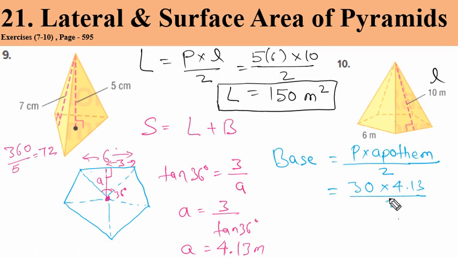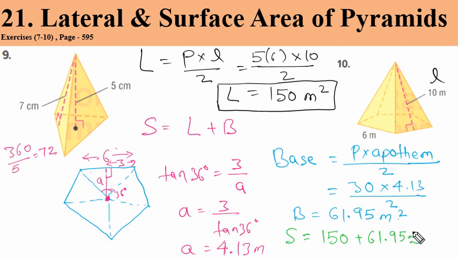So 30 multiplied by 4.13 divided by 2 will give us 61.95. So the base area is 61.95 meter square. And now it is very easy. You just have to substitute the values. So surface area is equal to lateral area 150 plus base area 61.95, and add them together.